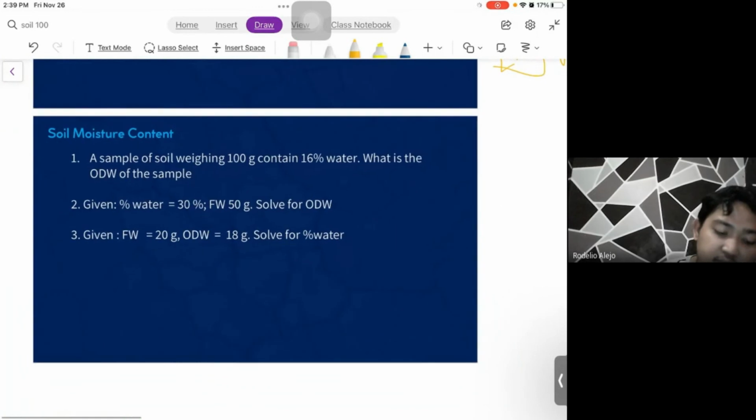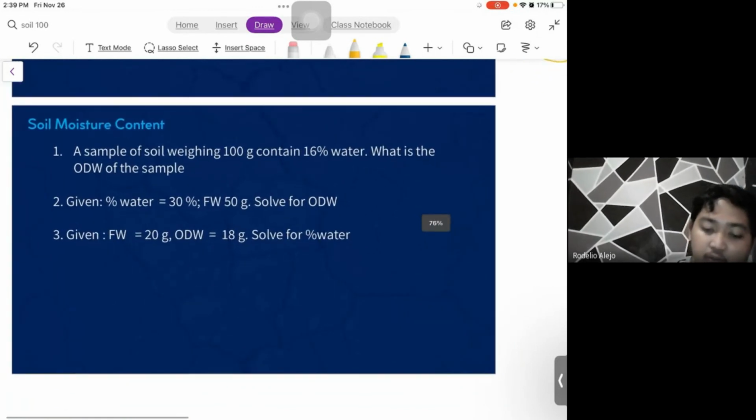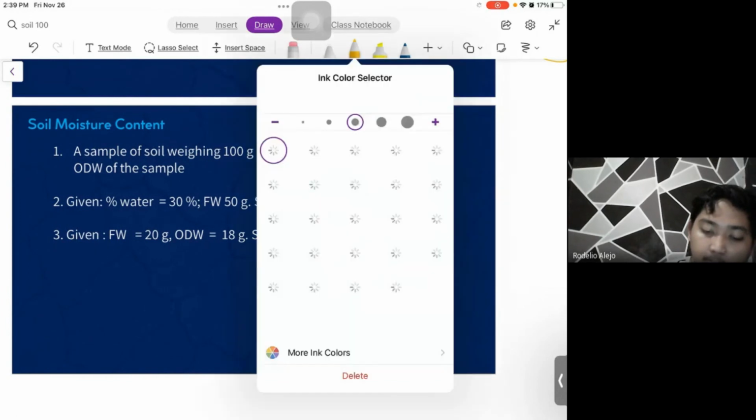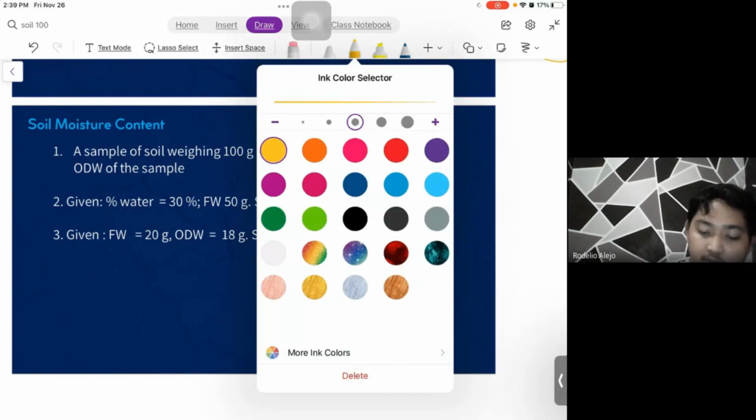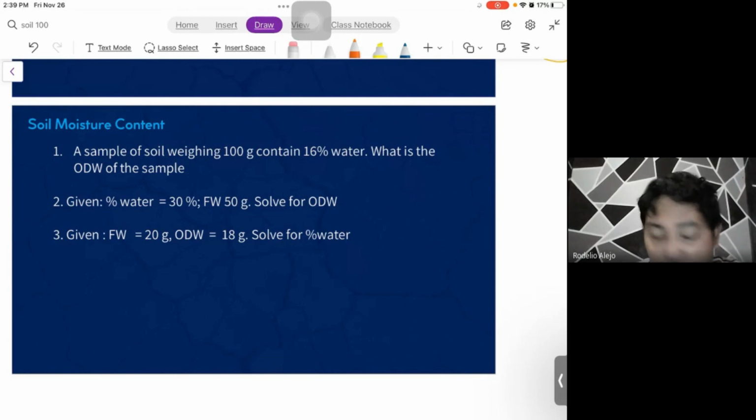So, soil moisture content. I think I can also give plus points to those who can answer these questions. Sample muna tayo. This is also included on your exam. A sample of soil weighing 100 grams contains 16% water. What is the oven dry weight of the sample?